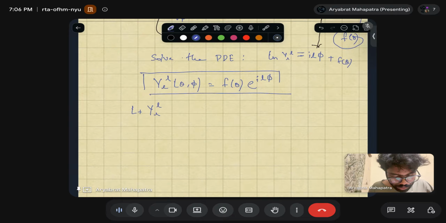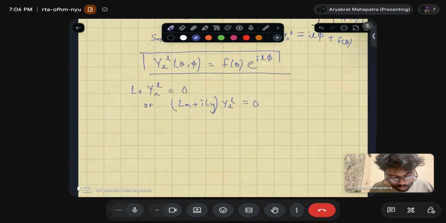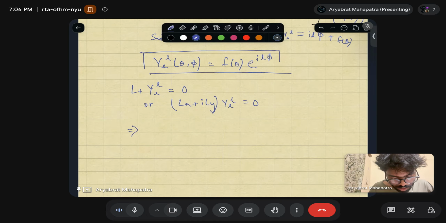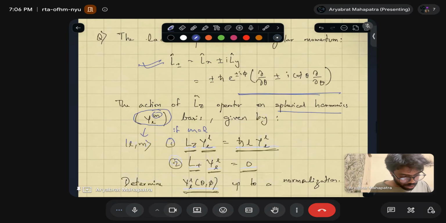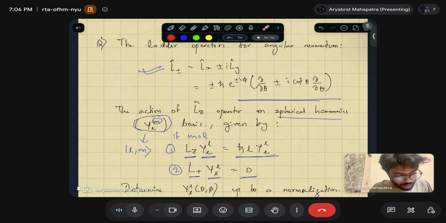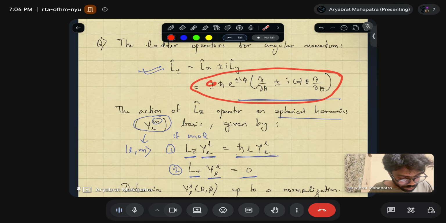So next, as given in the problem, when L plus acts on this YLL, it will go to 0. L plus is given as Lx plus I Ly. When it acts on YLL, it will be 0. So now we will use this L plus operator, which is already given here.